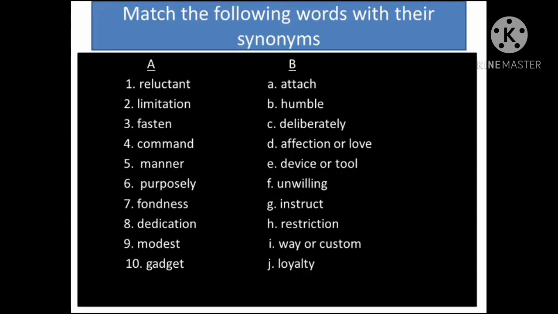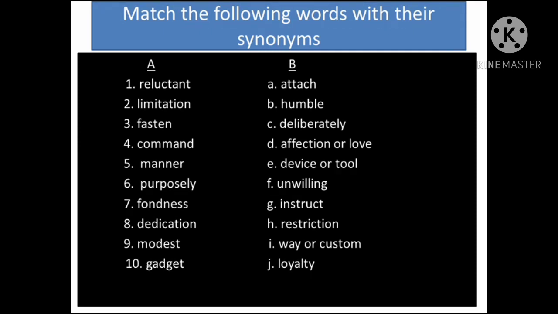What is the meaning of manner? Manner means አኳኋን ልማድ ወይም ሁኔታ ማለት ነው. Then the answer is I, way or custom. Way ማለት ሁኔታ ወይም አኳኋን ማለት ነው. በዚህ ሁኔታ በዛ ሁኔታ, in this way, in that way እንላለን. In this situation, in that situation እንላለን. ሁኔታ ማለት ነው. ስለዚህ መልሳችን I ነው. So the answer is I.